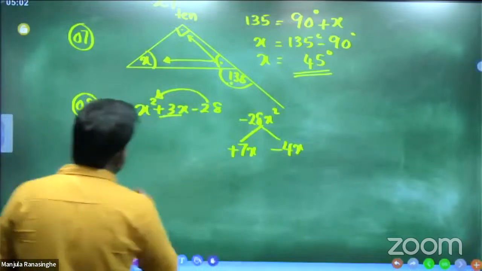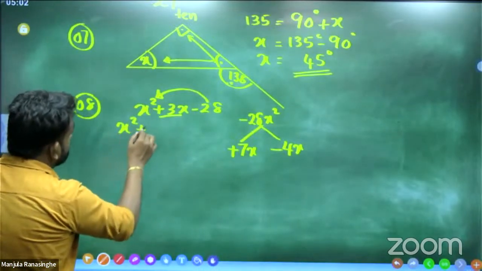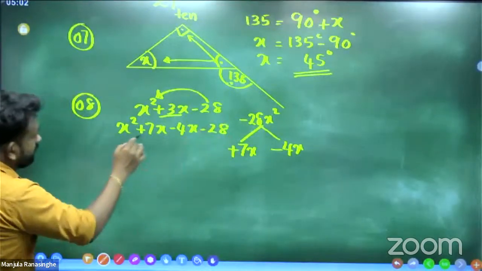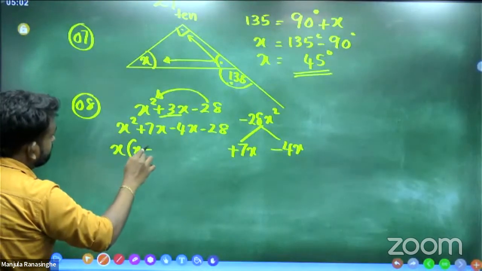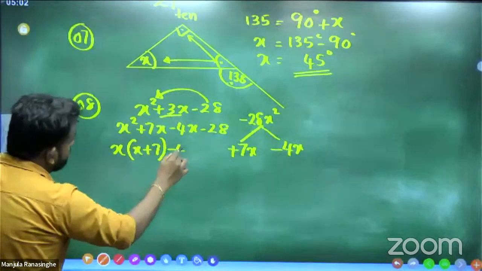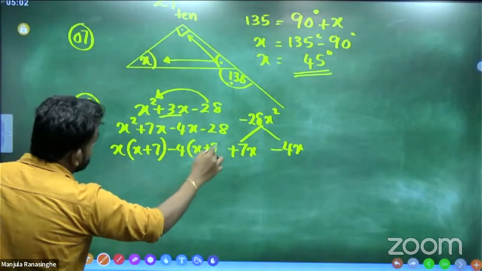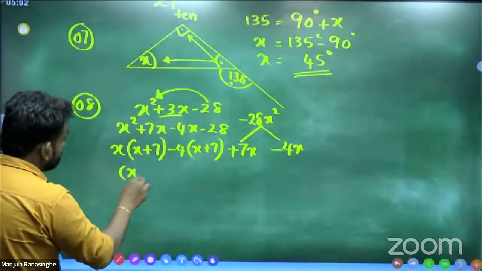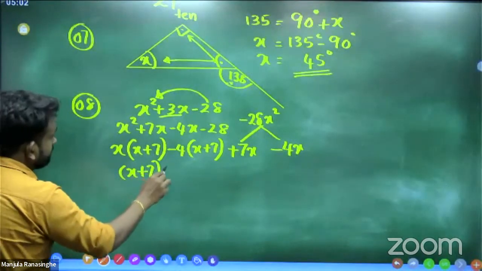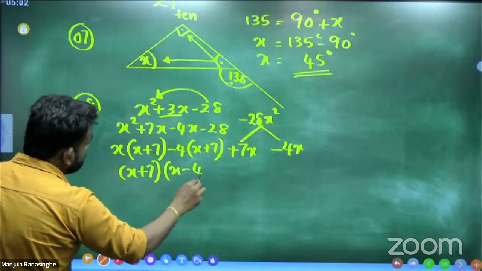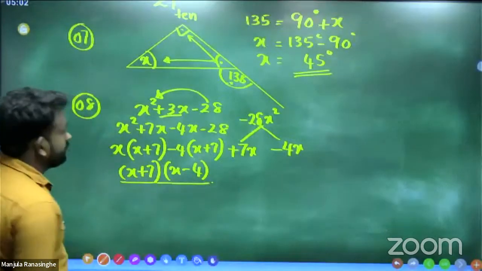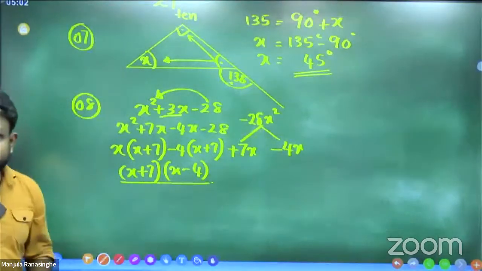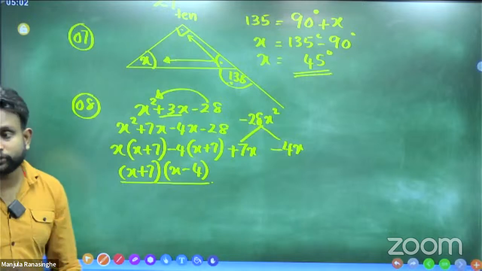Now replace plus 3x by plus 7x minus 4x, then minus 28. Take x out: x times (x plus 7), then minus 4 taken out: minus 4 times (x plus 7). Now x plus 7 is common. Then x remains and here minus 4. So the answer is x plus 7 into x minus 4. Hands up those who got the answer.